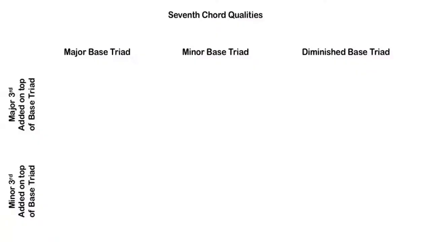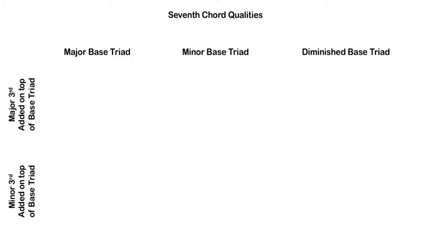We create seventh chords by stacking either a major third or a minor third above one of the tonal triads to form each individual seventh chord. Since we have 3 tonal triads, major, minor, and diminished, and we can stack a major third or a minor third above it, 2 qualities of thirds, 3 times 2 equals 6. There are 6 seventh chord qualities to learn about.